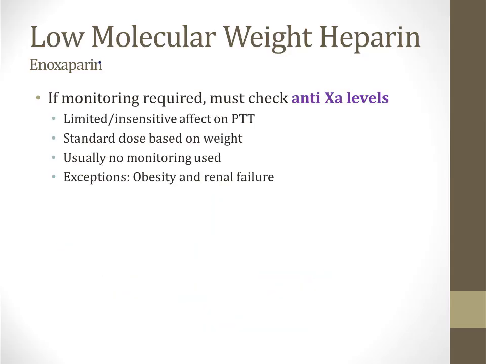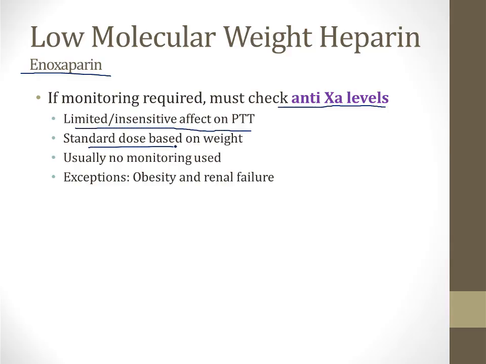There are some special circumstances where we do want to monitor the effects of enoxaparin on the coagulation cascade, and in these situations we use a special blood test that is only used for enoxaparin, and that's called an anti-10A level. The reason we use this special test is because, like I showed you on the last slide, enoxaparin has a limited and insensitive effect on the PTT.